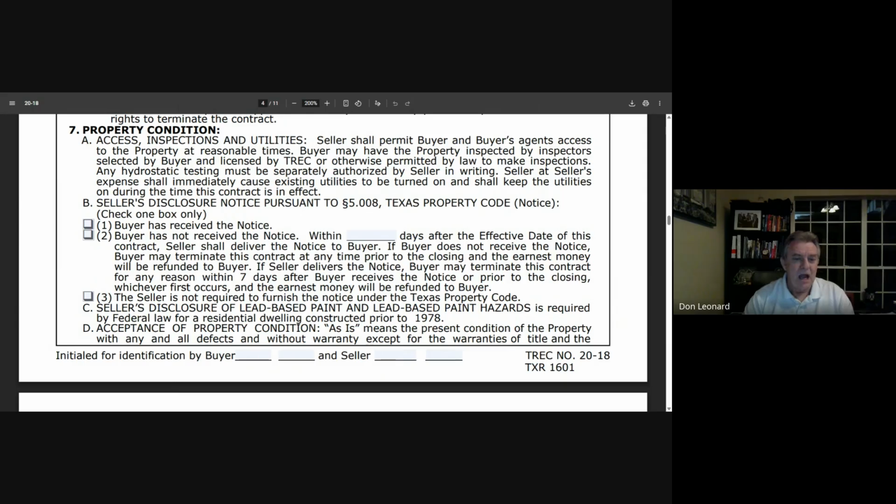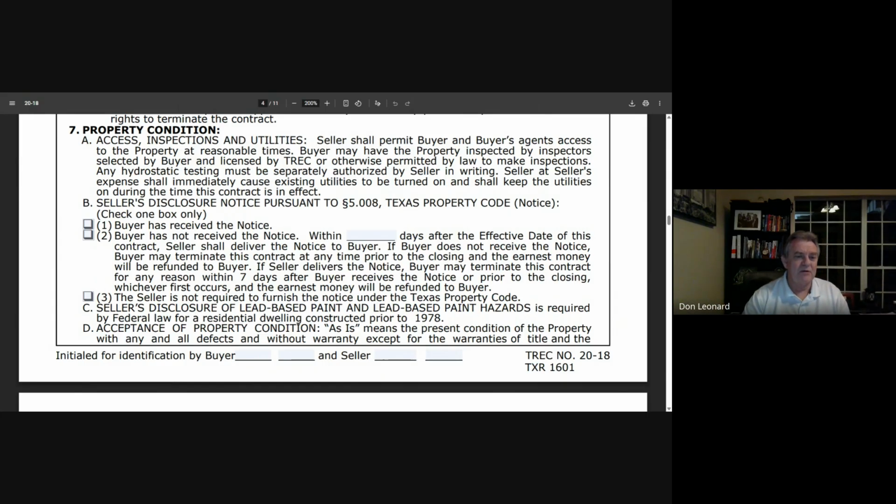So this is also the provision that says that the seller will keep utilities on throughout the entire transaction. Sellers don't always care for that, but it does say that they will keep them on during the entire transaction, not just long enough to do inspections, all the way through.